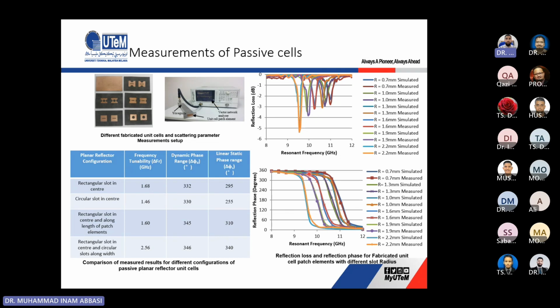phase range, a dynamic phase range of 346 degrees, which means if we design at 10 gigahertz, we can cover from 0 up to, let's say, 346 degrees. Ideally, we want it to be 360 degrees, but it is covering up to 346 degrees. The rest is the phase errors. So these are the elements that we can use for the periodic reflector array designs.